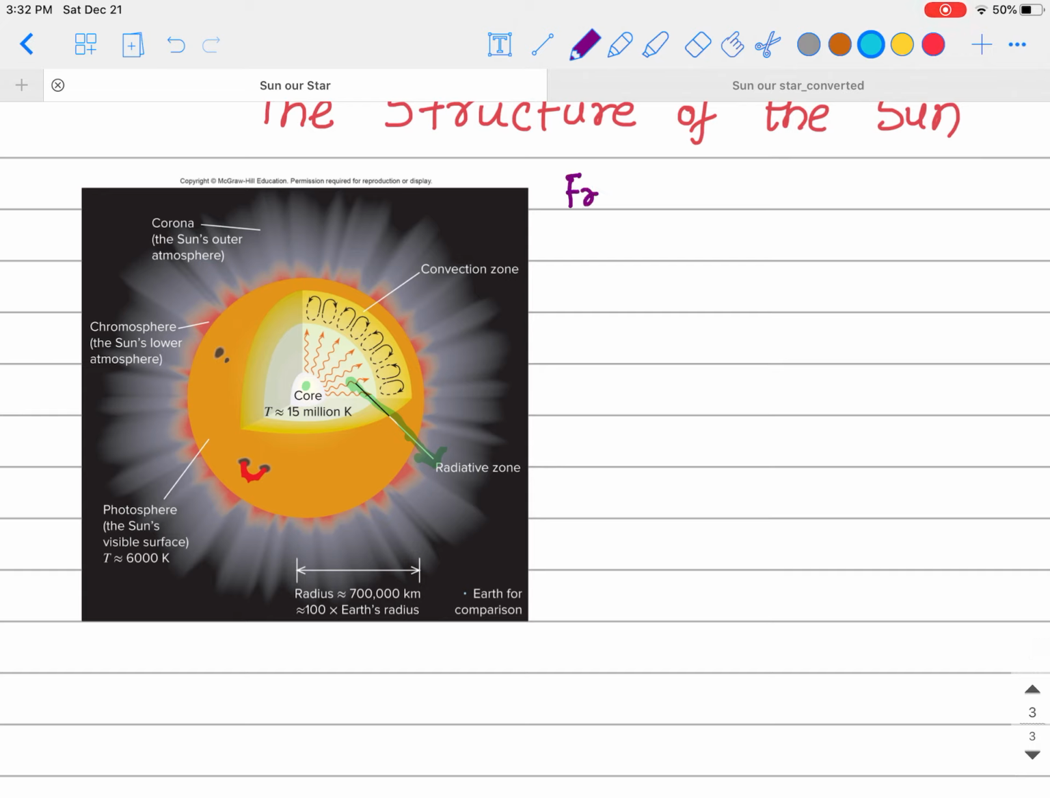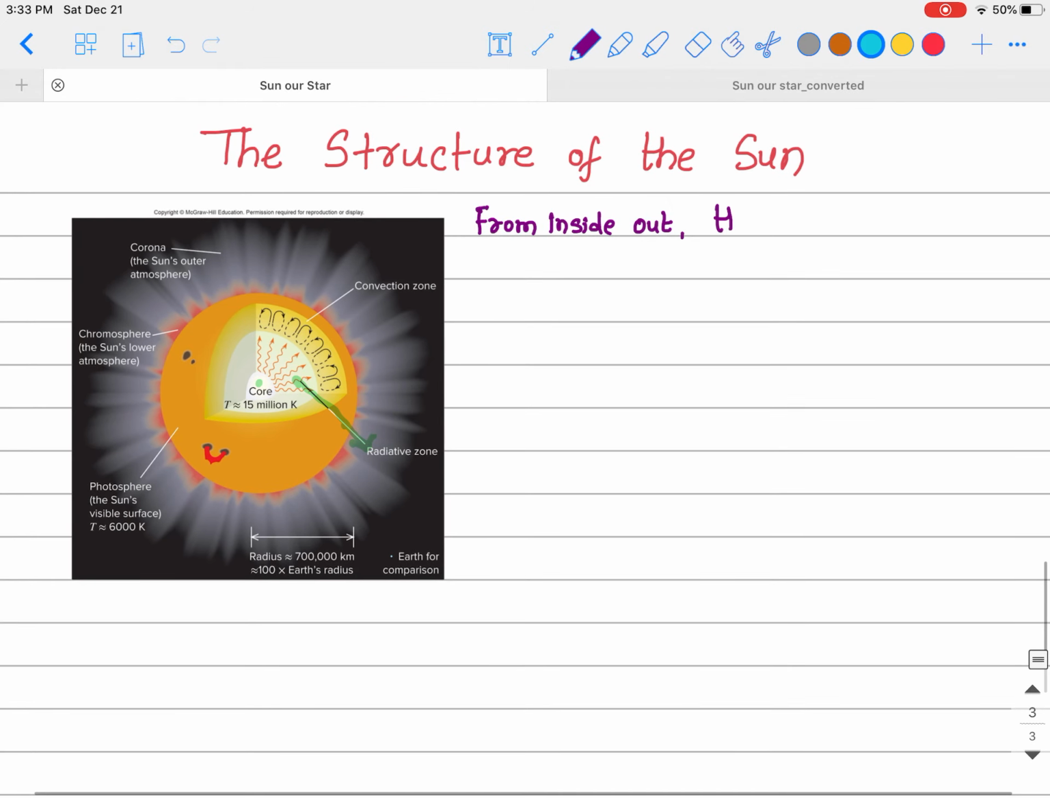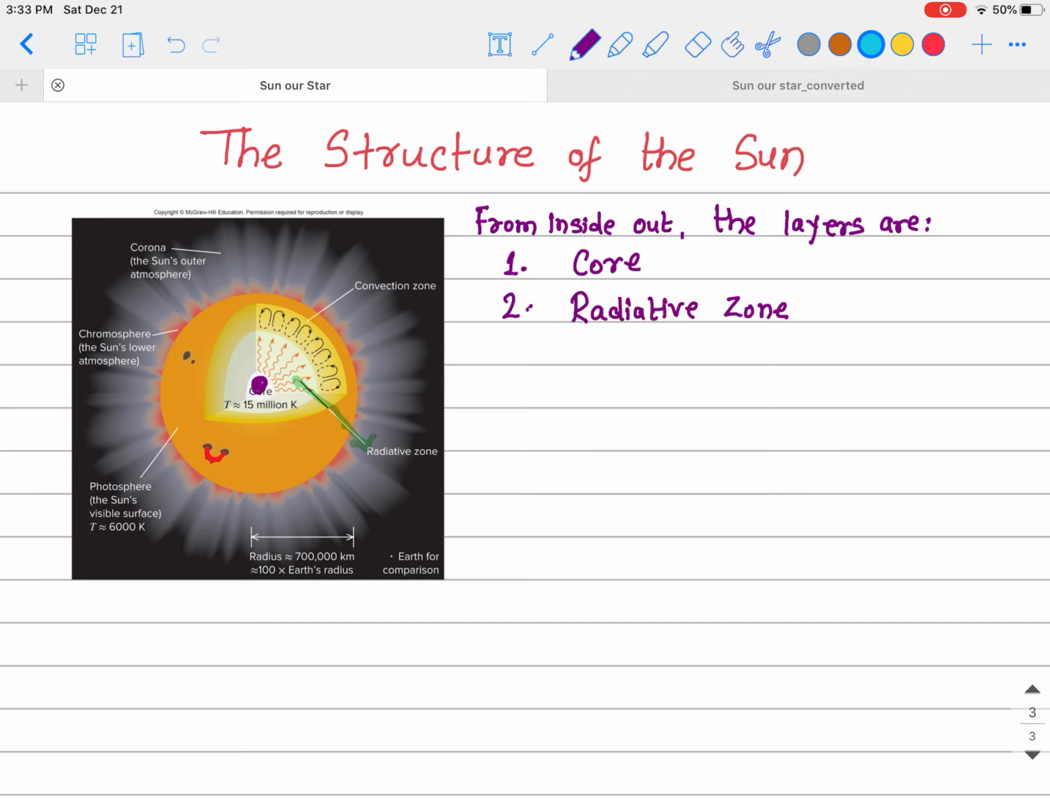If you look from inside out, we have the different layers. First one is the core. This is the core here. The second one is the radiative zone, which is this area here.